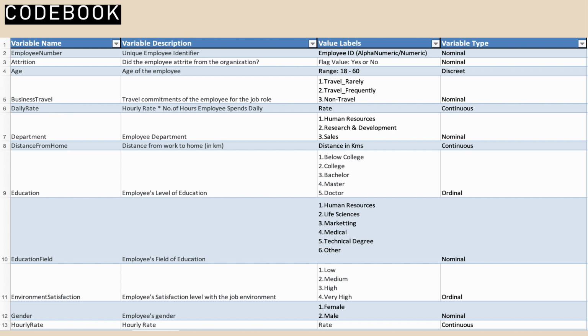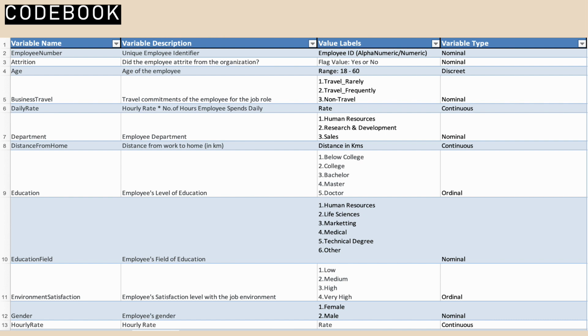Then we have education field, which is the field of that employee, and it has six values: human resources, life sciences, marketing, medical, technical degree, and other. So that makes it a nominal variable type. Then we have environment satisfaction, which is the employee satisfaction level with the job environment, and it is based on an implicit ranking on a scale of 1 to 4, 1 being low, 2 being medium, 3 being high, and 4 being very high. So that makes it an ordinal variable type.